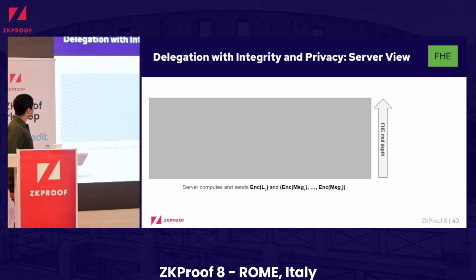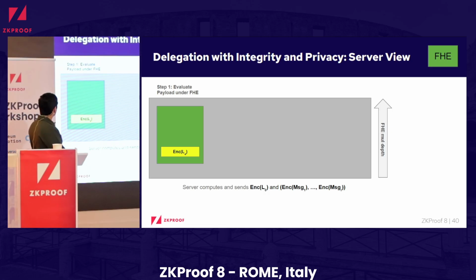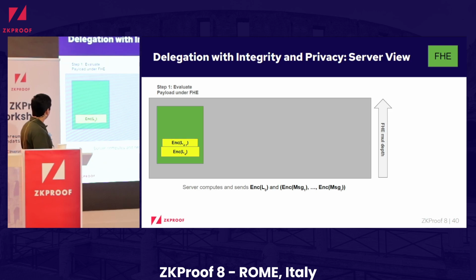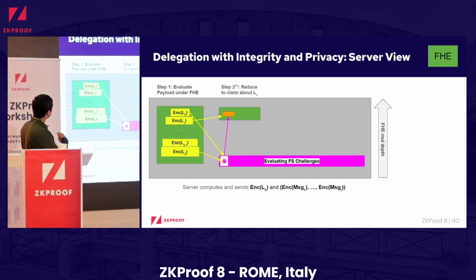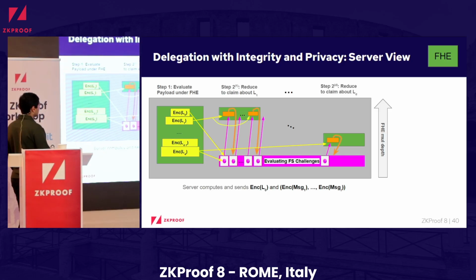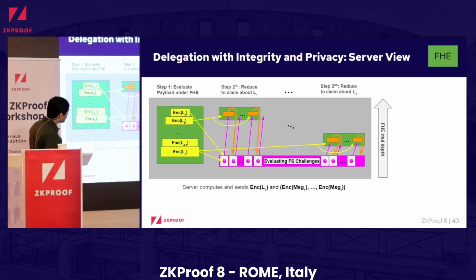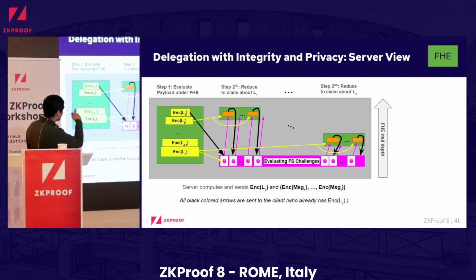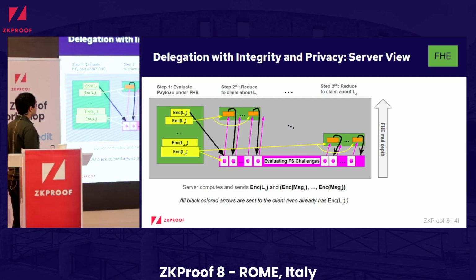Great, so what does that look like as a big picture? Well, our first step is the server gets an encryption of the input from the client. They evaluate this payload circuit under FHE. And then they start with a layer reduction subprotocol based on sumcheck to reduce a claim about the output layer, layer 0, to a claim about layer 1. And then so on and so forth. We reduce a claim about the second to last layer, D-1, to a claim about layer D by running multiple rounds of sumcheck. And eventually, we send all of these black arrows to the client.